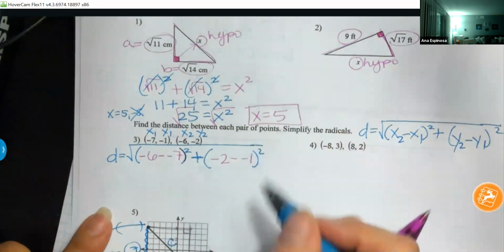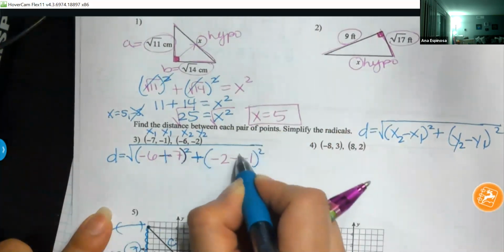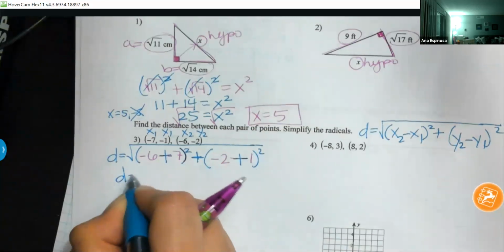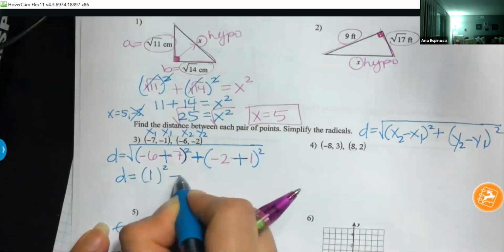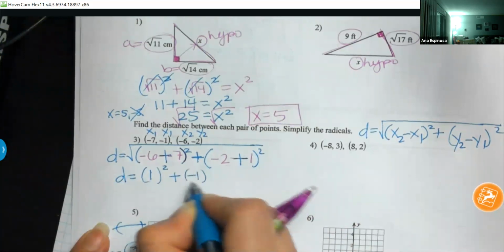Because they're double negatives, all I'm going to do is just put that as a positive, just because I write so big. Okay, and that gives me a 1 plus, and that gives me a -1.